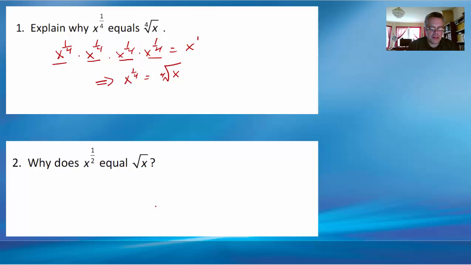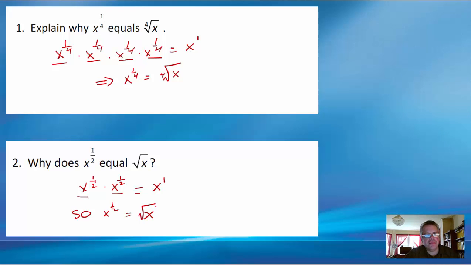Okay, so we can play this game with any exponent like this. Why does x to the 1/2 equal the square root of x? Well, because when I multiply x to the 1/2 times itself 2 times, I get x to the 1/2 times x to the 1/2 equals x to the 1, because 1/2 plus 1/2 equals 1. But that's the job of square root. If we multiply a number by itself and get x, that number must be the square root of x. Okay, all right, so we just have to kind of make sense of what these mean.